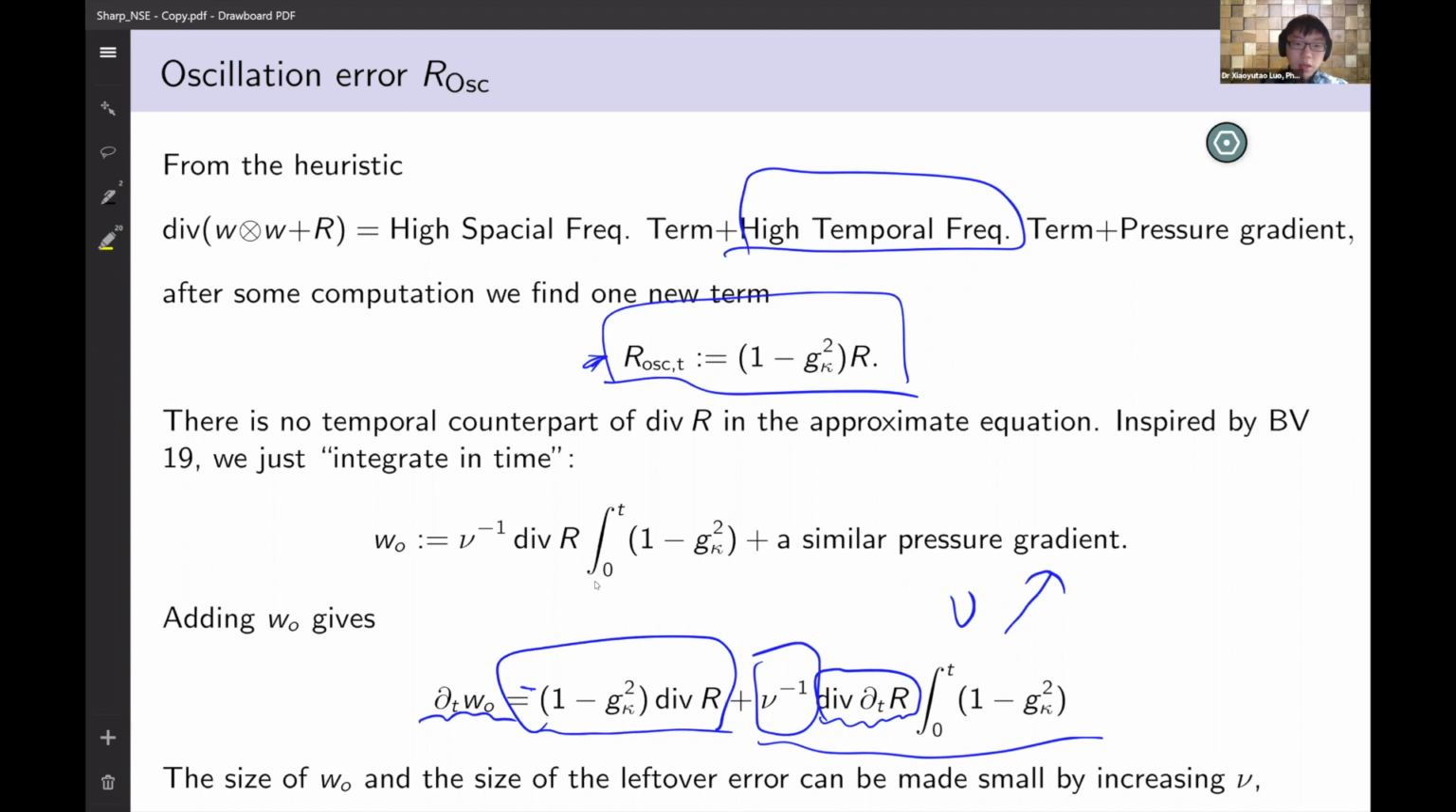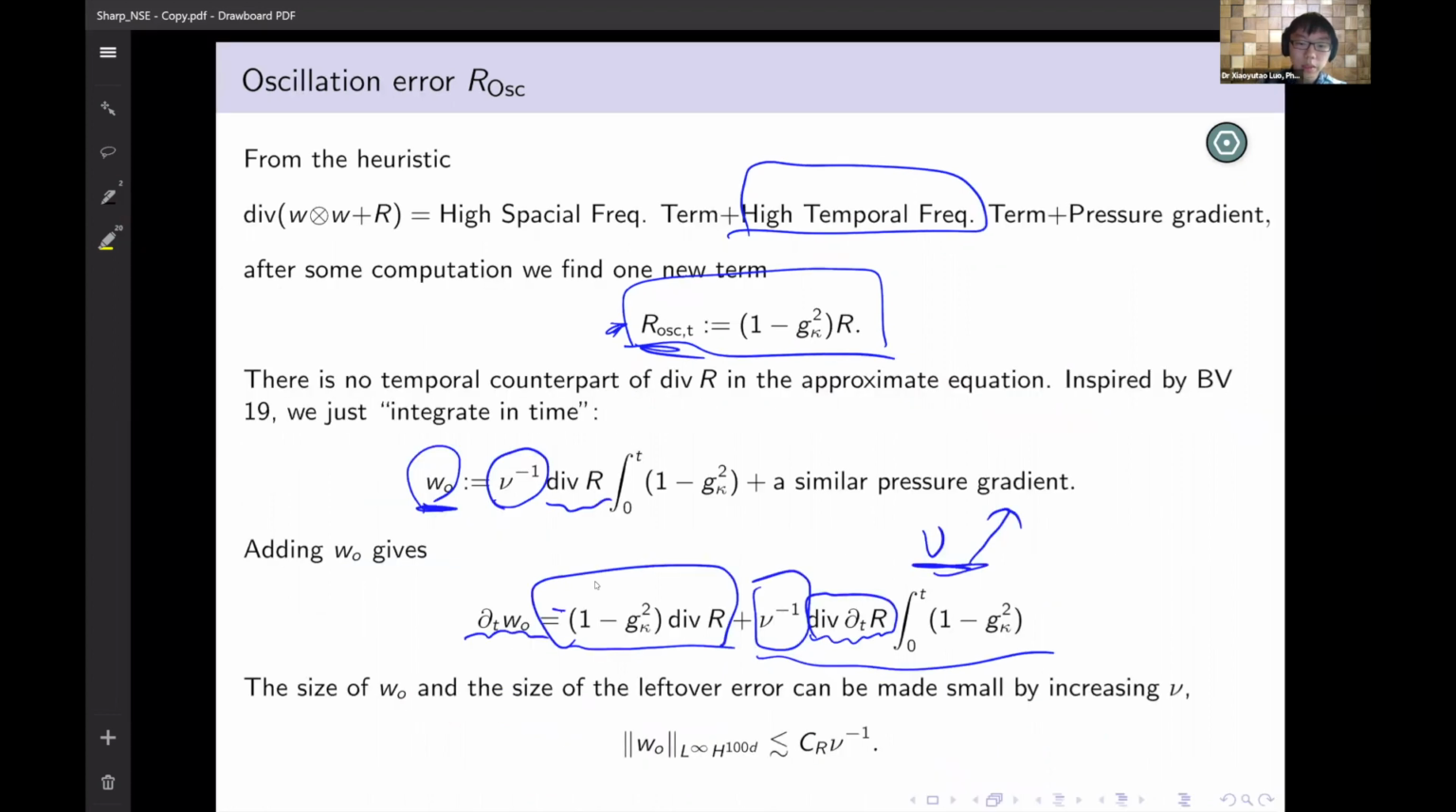And then the first term cancels this difficult term in the computation. So this error is fine. And if you look at this corrector, this guy also has a mu minus 1 in front, and all the derivatives are hitting the given data. So we can increase this mu as much as we want, so that this W is as small as we want. So for instance, in infinity H100D, we can do this, because you take any derivative, all the derivatives are hitting this R, because there's no spatial frequency term. So all the derivatives will be hitting R. So we are fine.